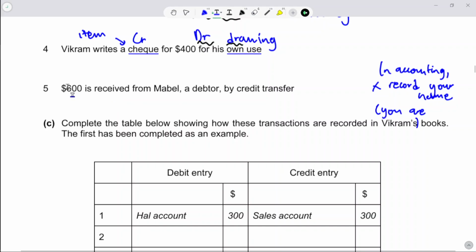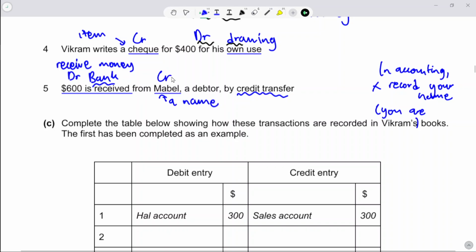So okay. So this one is receive. And then this one, and then this one is a name. This one, Marble, is a name. So if you receive, this one is receive money, right? So we should debit what? We say credit transfer, so it's debit bank. Okay. So if there is one debit, the other one will be credit.